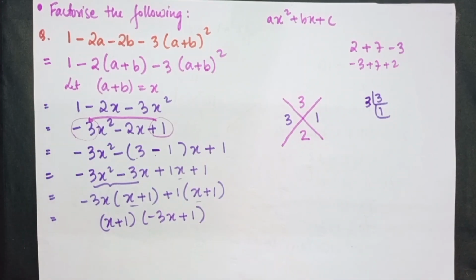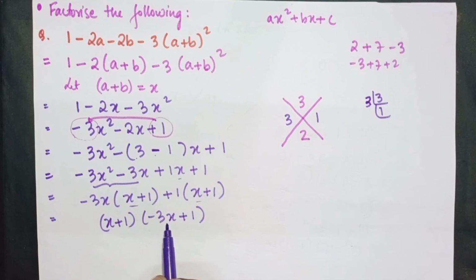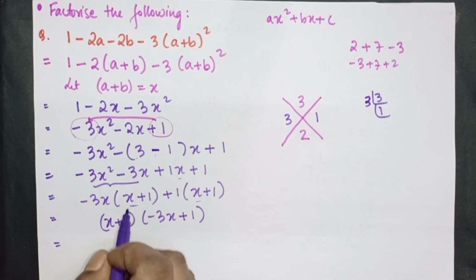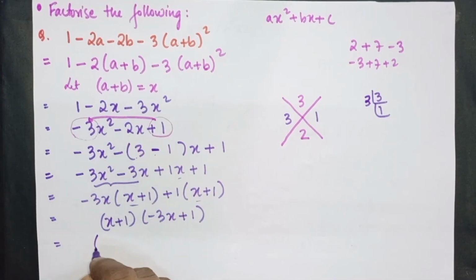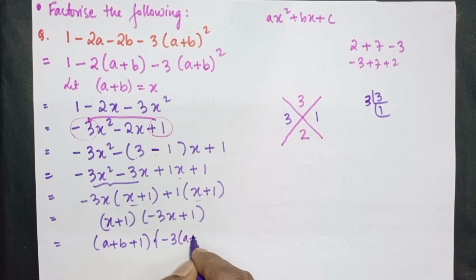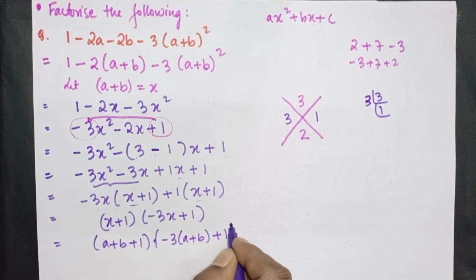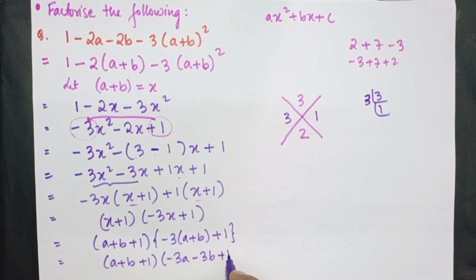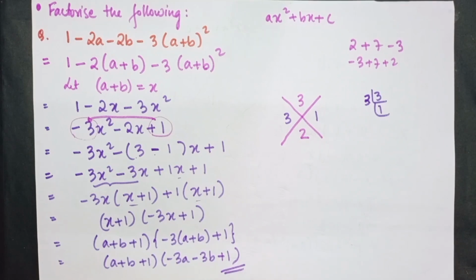Now what you have to do? We have to put the value of x, because our answer is a and b. So what is the value of x? X is a plus b. So we'll write a plus b plus 1. This side also will put the value minus 3. What is the value of x? A plus b plus 1. Now just multiply this. So when I multiply this, minus 3a minus 3b, minus plus is minus 3b plus 1. So this is my final answer.